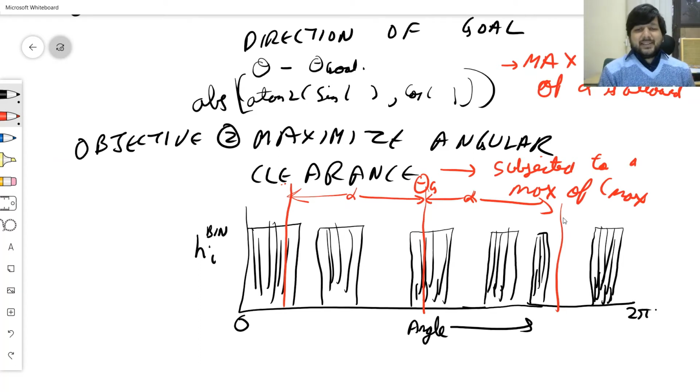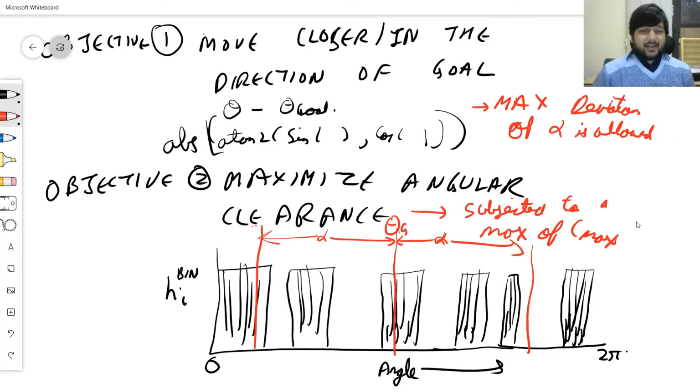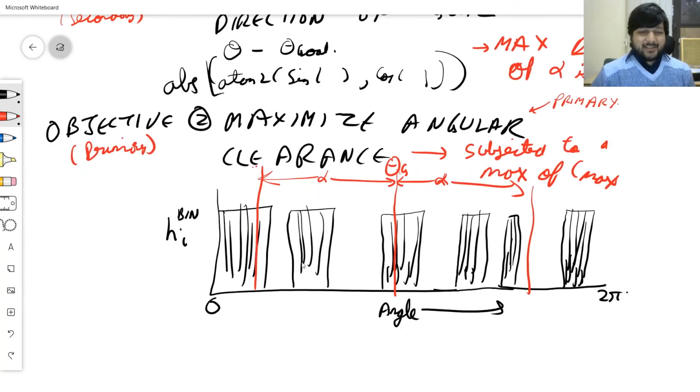So what I'll do is use this as my primary measure, and this will be a secondary measure. So objective 1 is secondary and objective 2 is primary. So select the widest valley. So now within this red mark, select the widest valley.